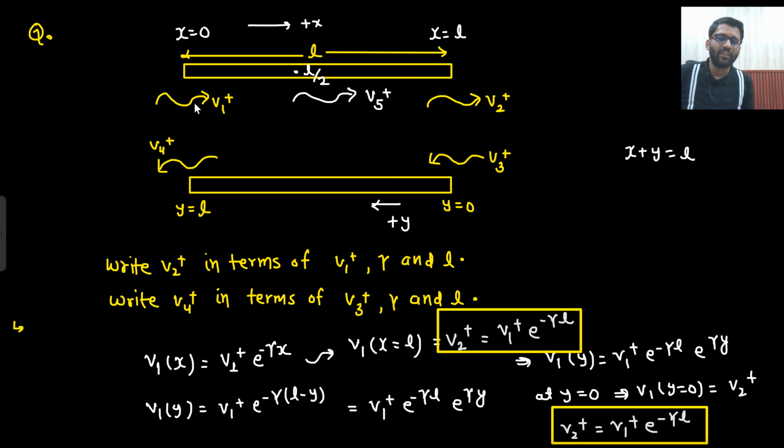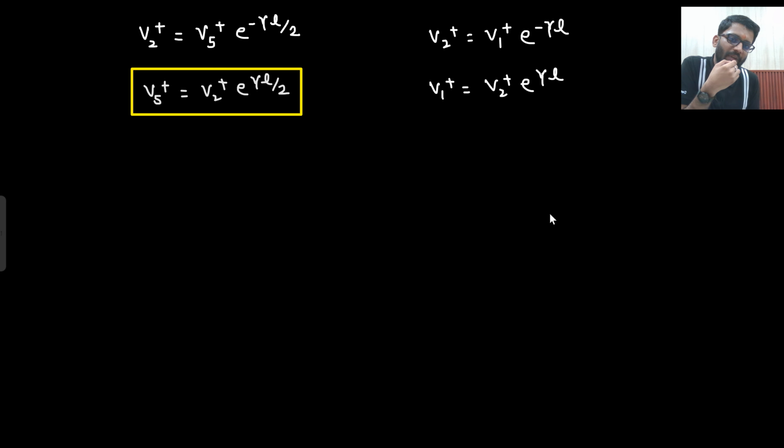Same analysis you can do with V1 plus and V2 plus as well. What will be your V2 plus? V2 plus is, when V1 plus travels down a distance of L, it becomes V2 plus, right? So what would be your V1 plus? Your V1 plus will be V2 plus e to the power gamma L.